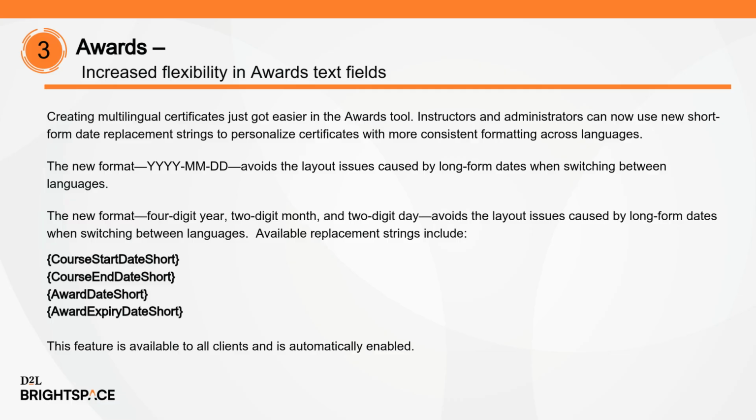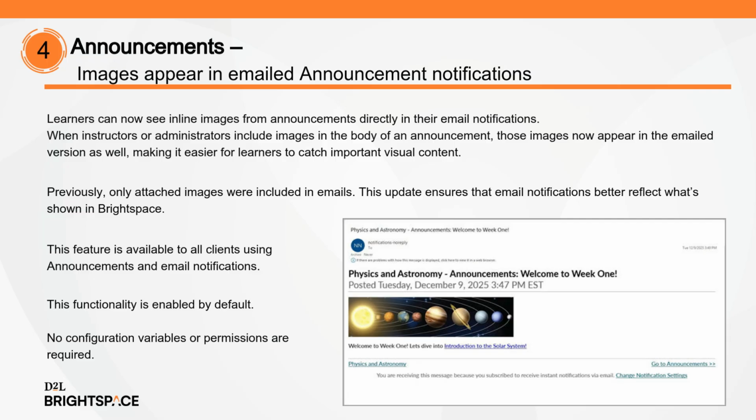between languages. Available replacement strings include course start date short, course end date short, award date short, award expiry date short. This feature is available to all clients and is automatically enabled. Learners can now see inline images from announcements directly in their email notifications. When instructors or administrators include images in the body of an announcement, those images now appear in the emailed version as well, making it easier for learners to catch important visual content.